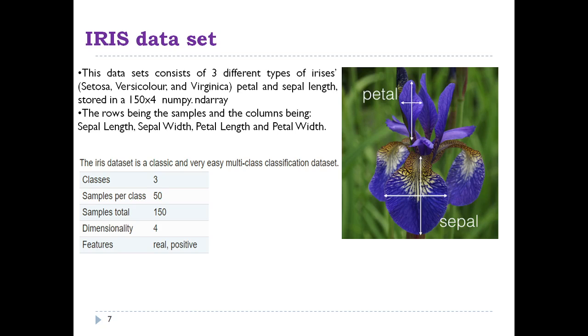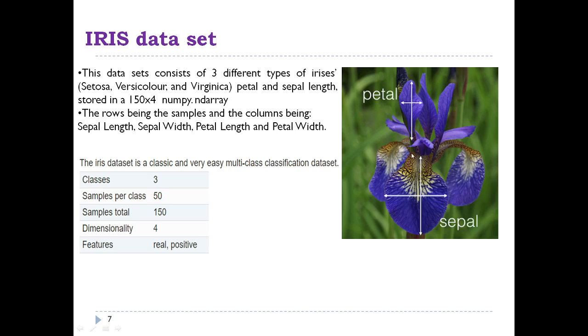Here this data is stored in 150 by 4, that is 150 rows and 4 columns, and we are using NumPy. This dataset is stored as a NumPy array, the rows being the samples and the columns being the attribute names. The attributes are sepal length, sepal width, petal length and petal width. As you see in the diagram, based on the sepal and petal length and width, we are going to classify this flower.